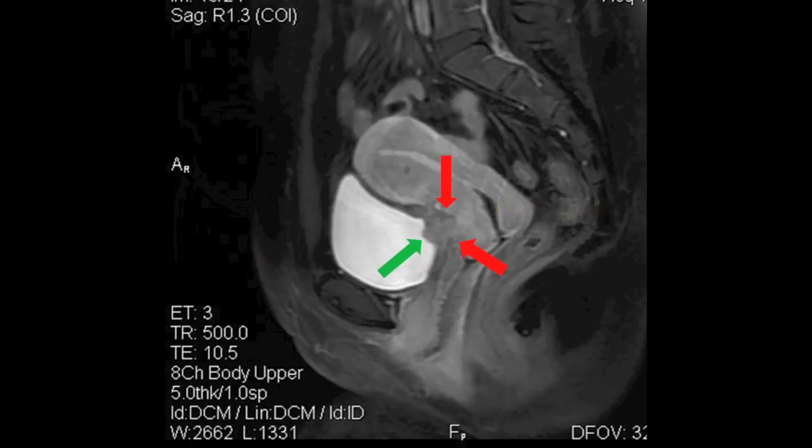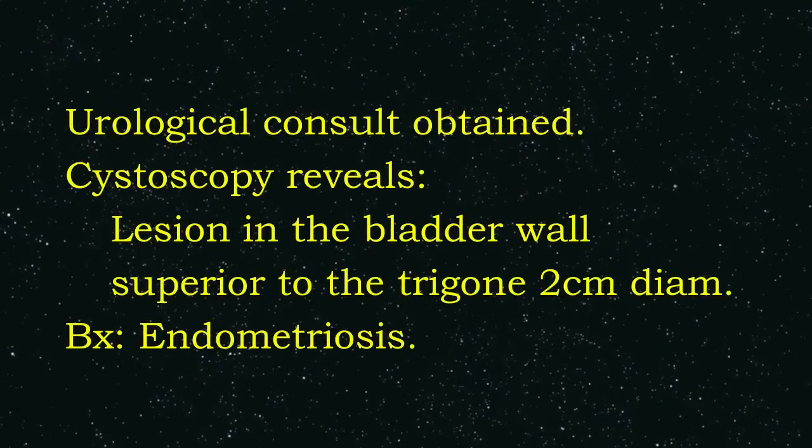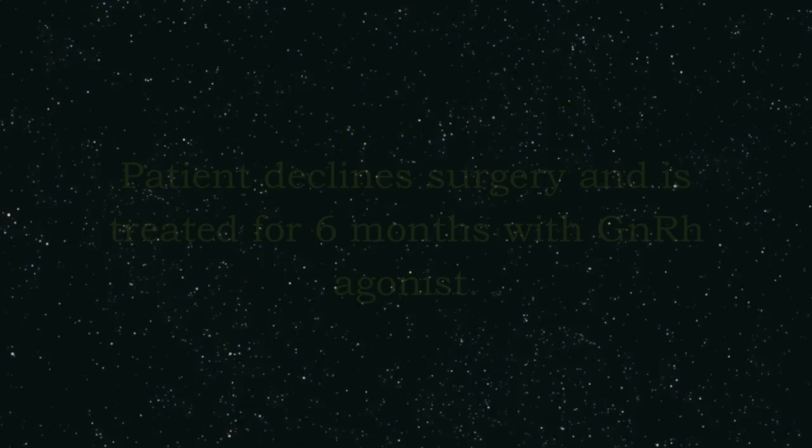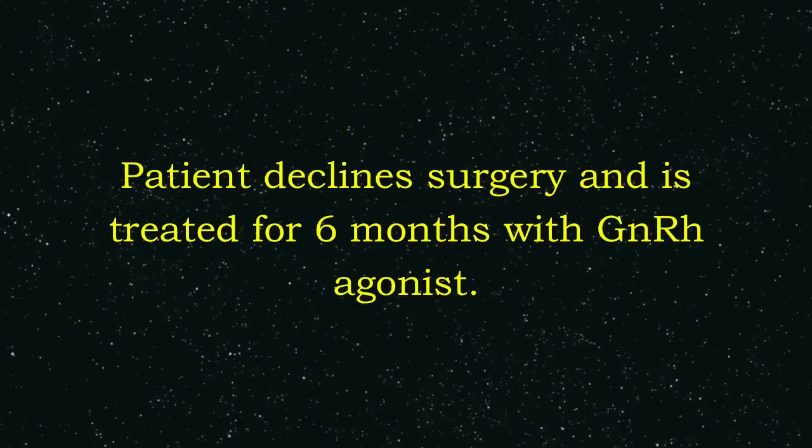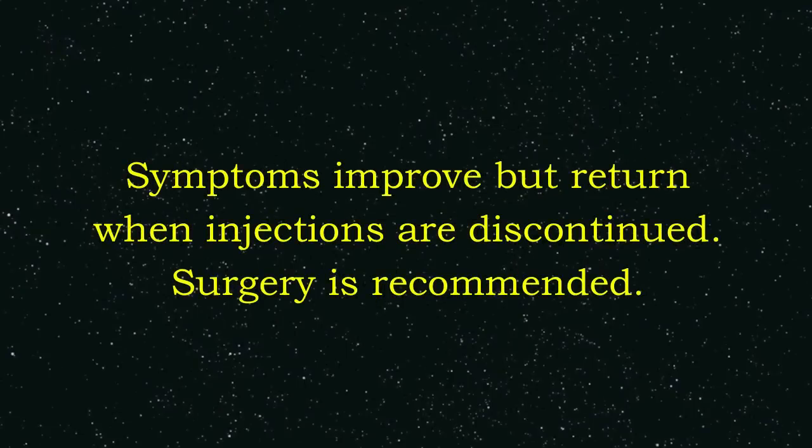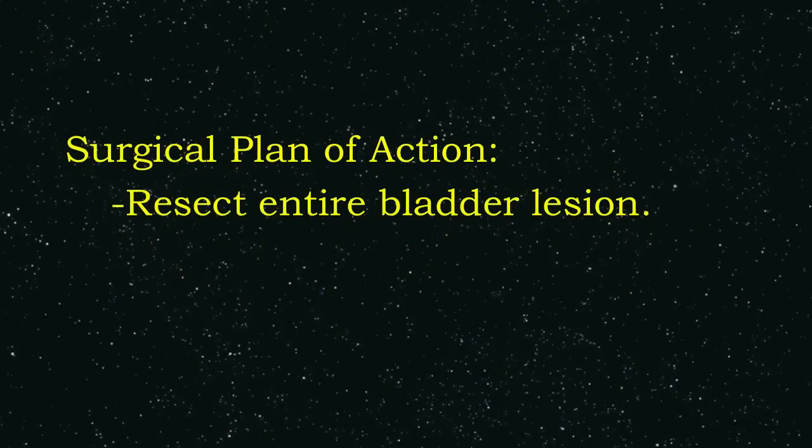Urological consult is obtained, a cystoscopy is performed, and a lesion is seen in the bladder wall, approximately 2 centimeters in diameter. A biopsy is taken, and endometriosis is found. The patient declined surgical intervention, and GnRH agonist was given for 6 months, but symptoms returned. A definite surgical plan is indicated.